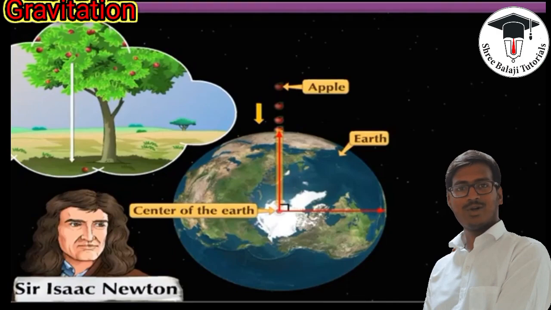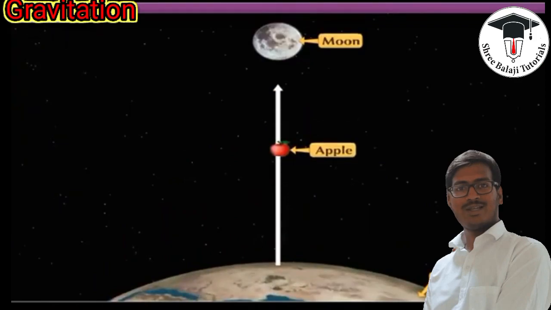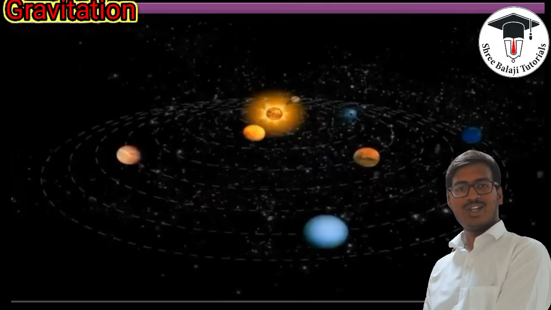The force of gravitation acting on apples on the tree at different heights from the surface of the earth also acts on objects at even greater heights that are much farther away from the earth. This force acts on even farther objects like the other planets and the sun.